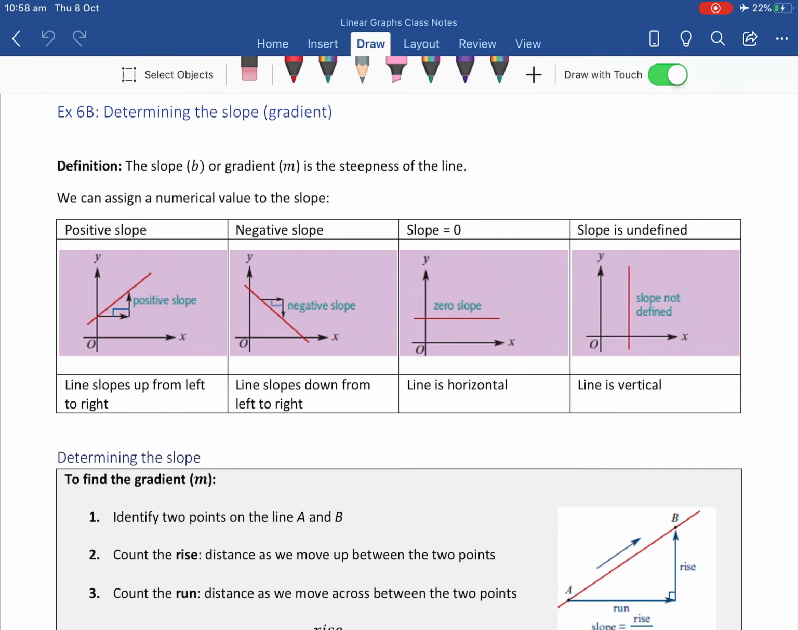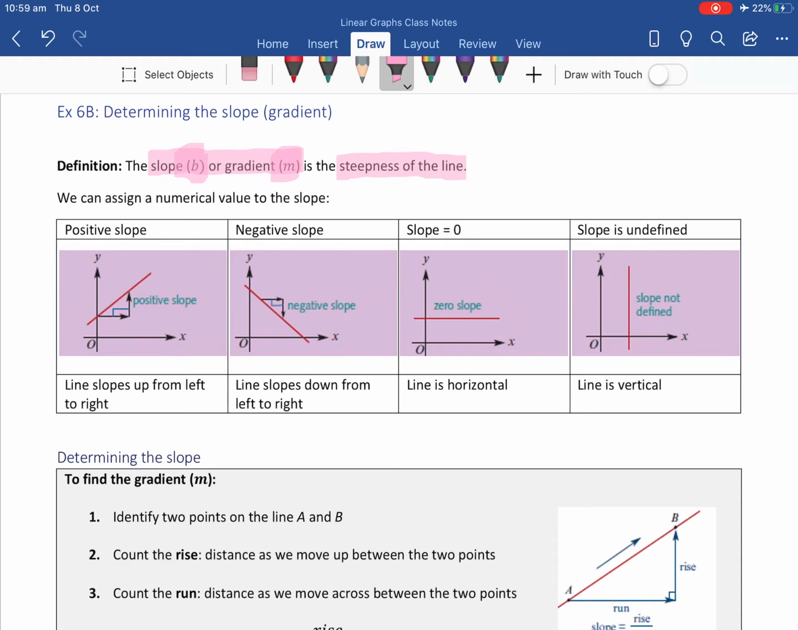Alright, so today we're looking at chapter 6b, determining the slope or the gradient. So they mean the same thing. The definition, so the slope or the gradient. You'll start to get used to the equation of a straight line, and you might see either the letter B or M, which mean the slope or the gradient. And what that means is the steepness of the line, how steep a line is.